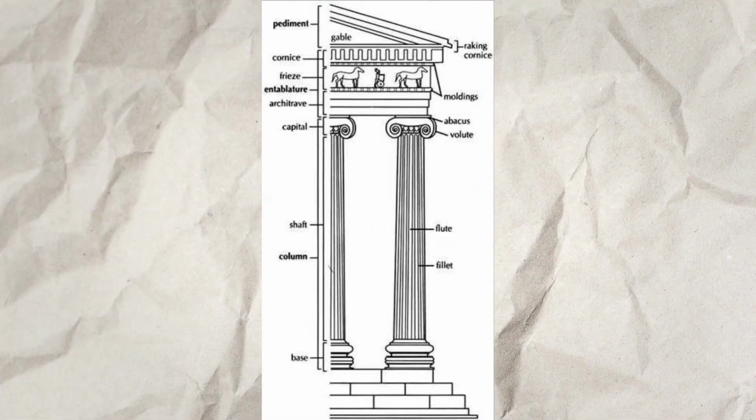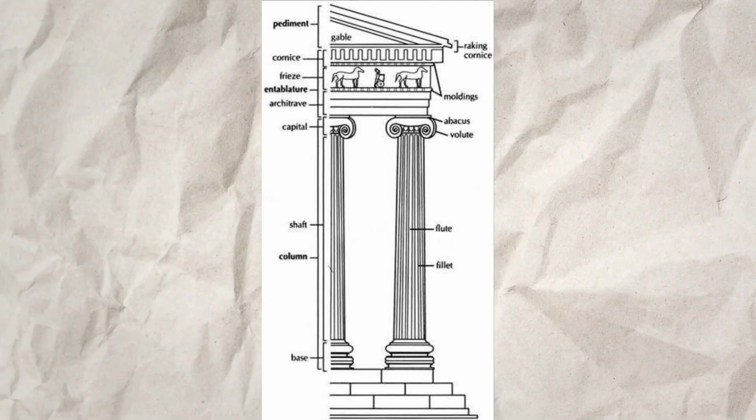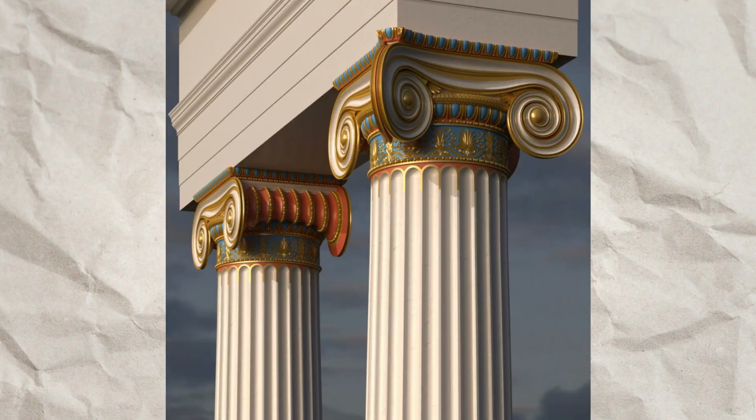Also, a way that the Ionic and Corinthian orders differ from the Doric order is in the flutes. The flutes are the vertical concave lines that you see on the column. The Ionic and Corinthian orders have a fillet, which is technically a space between the flutes that gives a more defined line, while the Doric order doesn't have a fillet, so the concave vertical lines are literally mushed together.